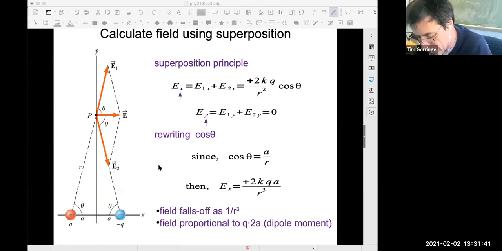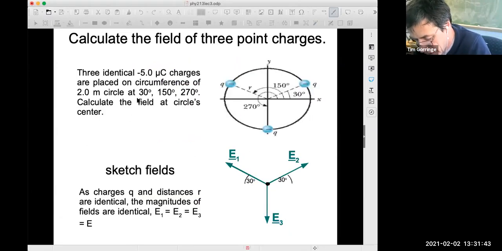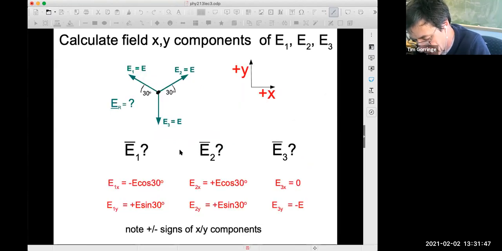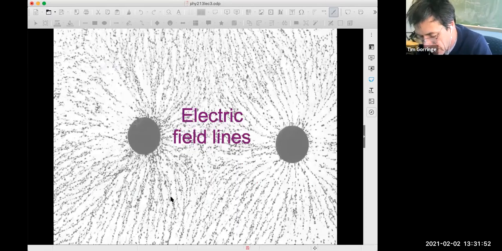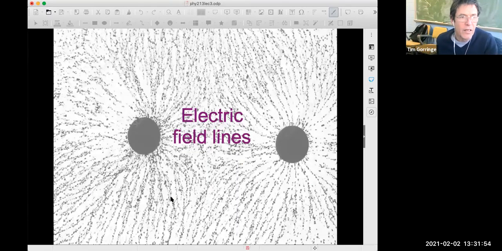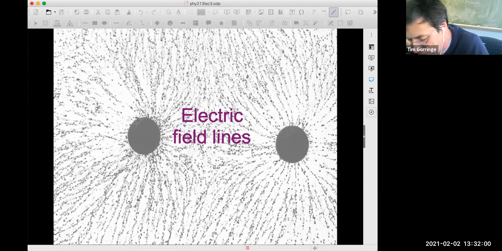Well, that was one example of superposition. I've got a second example in the slides. I'm not going to work through that. You might want to look at that sometime. But it was the same procedure. I want to turn in the last 15 minutes to how we draw field lines, how we sketch field lines, and how we sketch electrical fields, how we draw electrical fields, and we use what we call field lines.